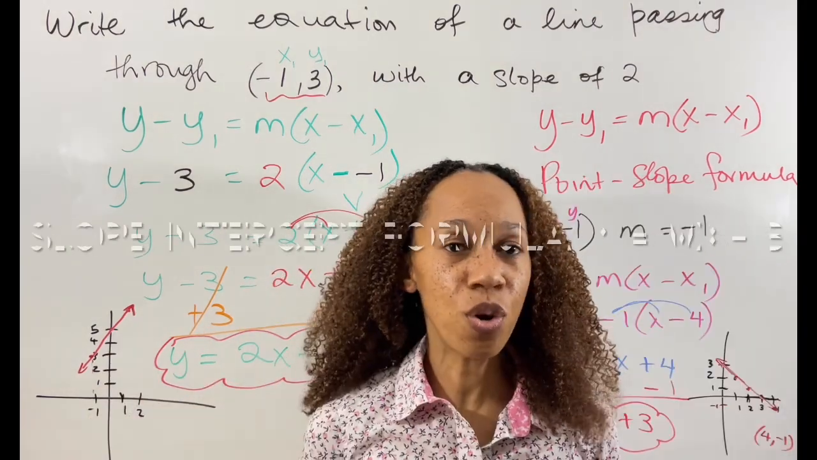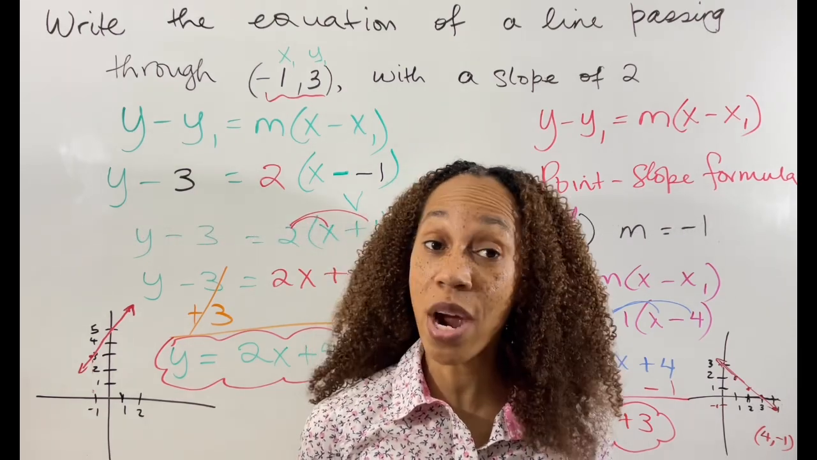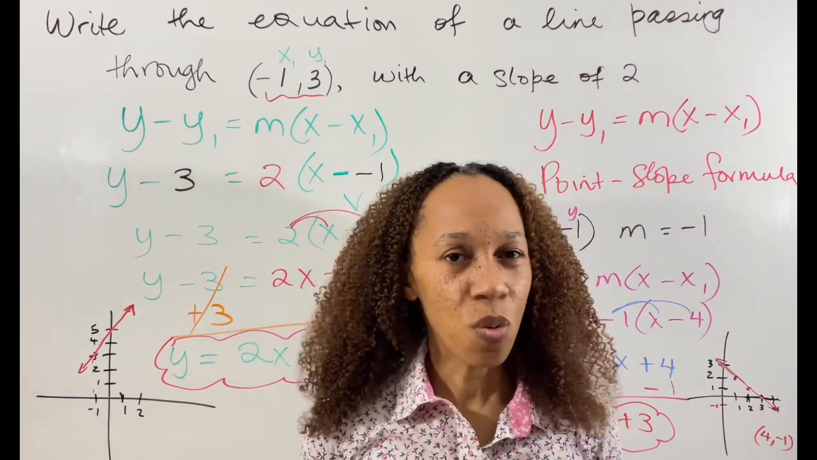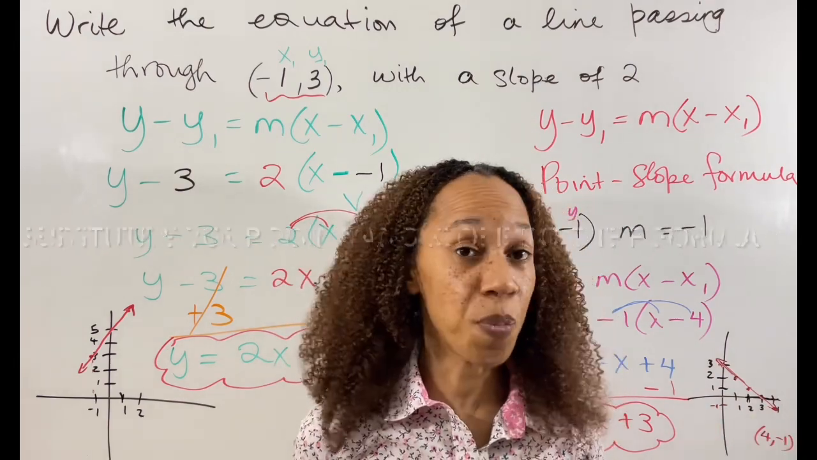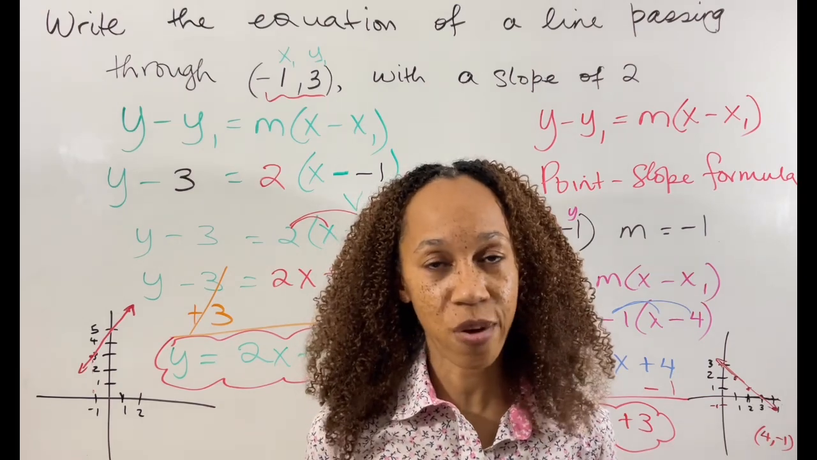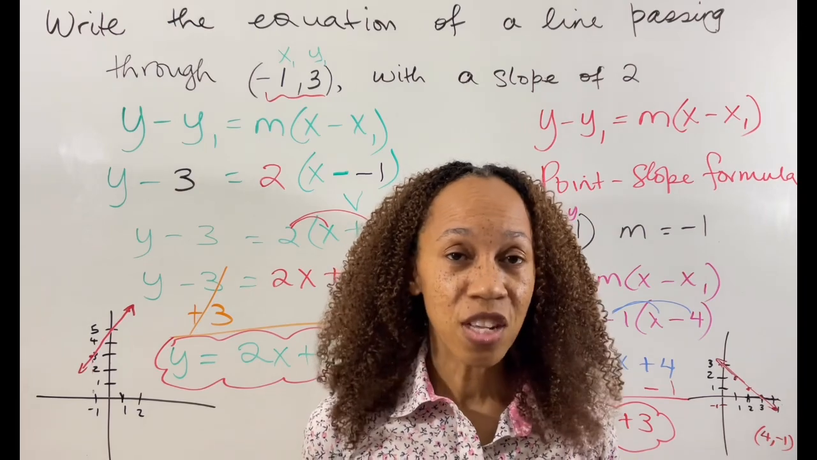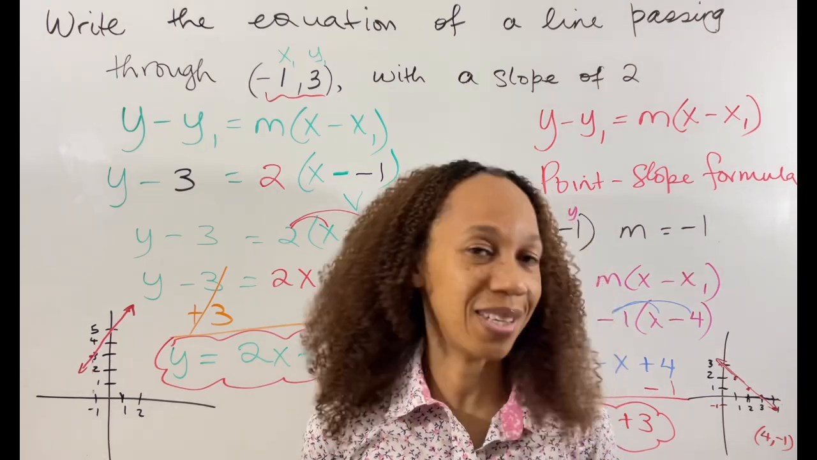You can also look back on my previous video on using the slope intercept formula, where you had to find the B first. There were many steps in that. Whereas with this method, you simply substitute your point and your slope into the formula and get right into writing your equation. So you can choose which one, but it's good to know both methods so that you'll be versed and you'll be able to tackle any math problem that is given to you.